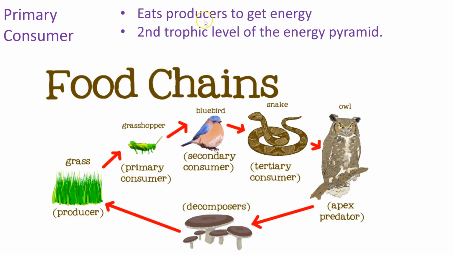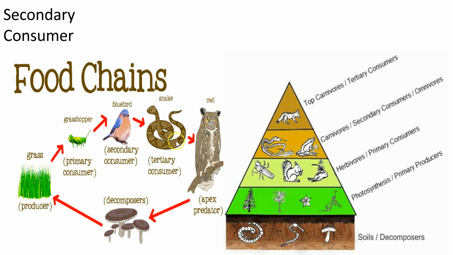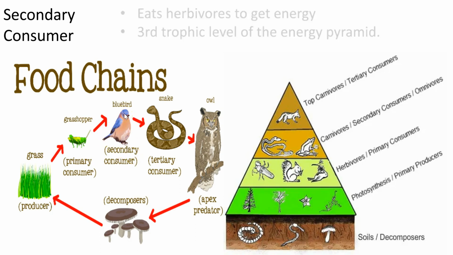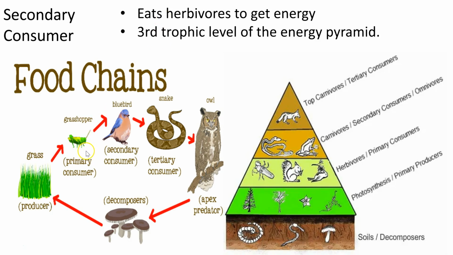Primary consumers are another way of saying herbivores. They eat producers to get energy. They are the second trophic level. So that would be here, the grasshopper, because they are eating the grass. They are herbivores. Remember, the grass is the first trophic level, excuse me. Here's our primary consumer. The secondary consumer is represented by our bluebird here. They are going to eat the primary consumers, so they're the third trophic level. 1, 2, 3.